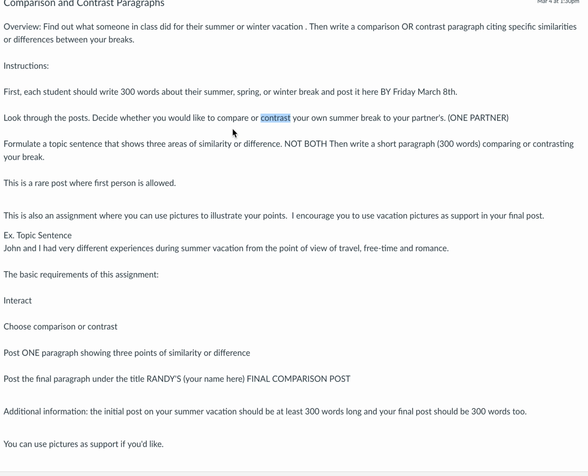So I would have then a contrast topic sentence that shows 3 specific areas of difference between Las Vegas and Moscow. There are more than 3, but we're only writing 300 words, so we're not going to try to delve in and research 1,000 different things. But you might want to contact the person who you are choosing and ask them some questions if you'd like, to flesh out some of the ideas that you might want to use in your final post. If they've written a very good first post, you might not need to.